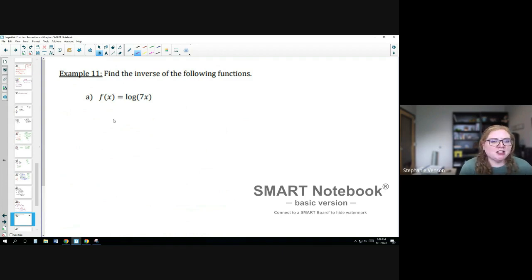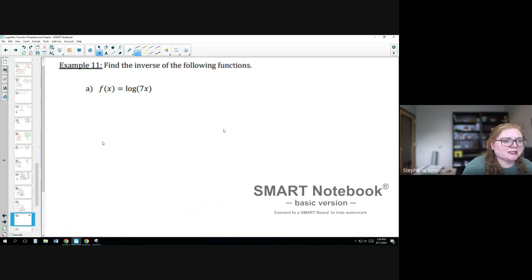So it says find the inverse of the following functions. f of x equals log of 7x. Okay, well we know how to find the inverse now. Let's practice it. So this is step 1 for part A. So we have f of x equals log of 7x. So just like we learned in our inverse lesson, we're going to take the same 4 steps. So y equals log of 7x.